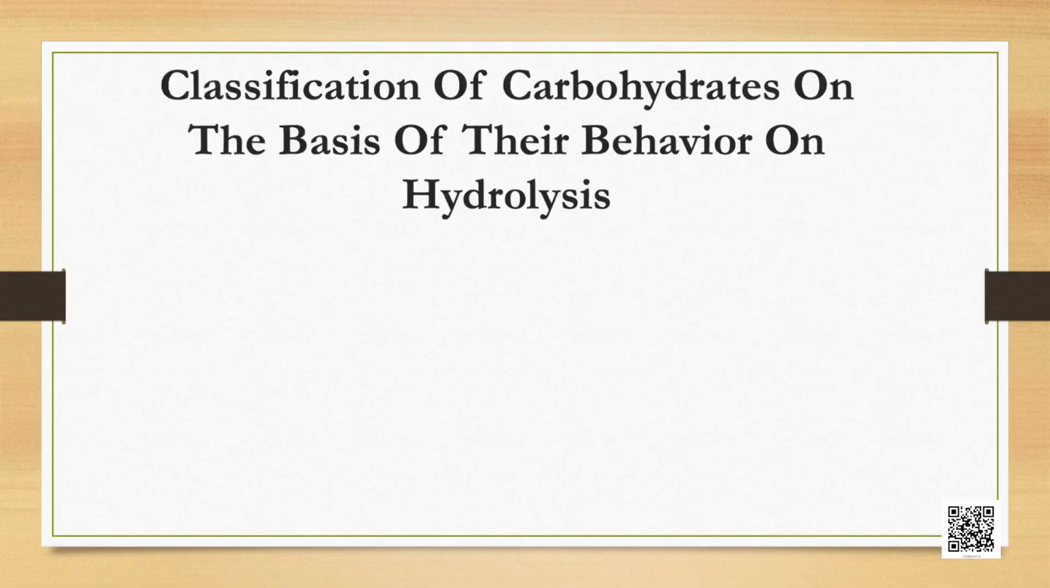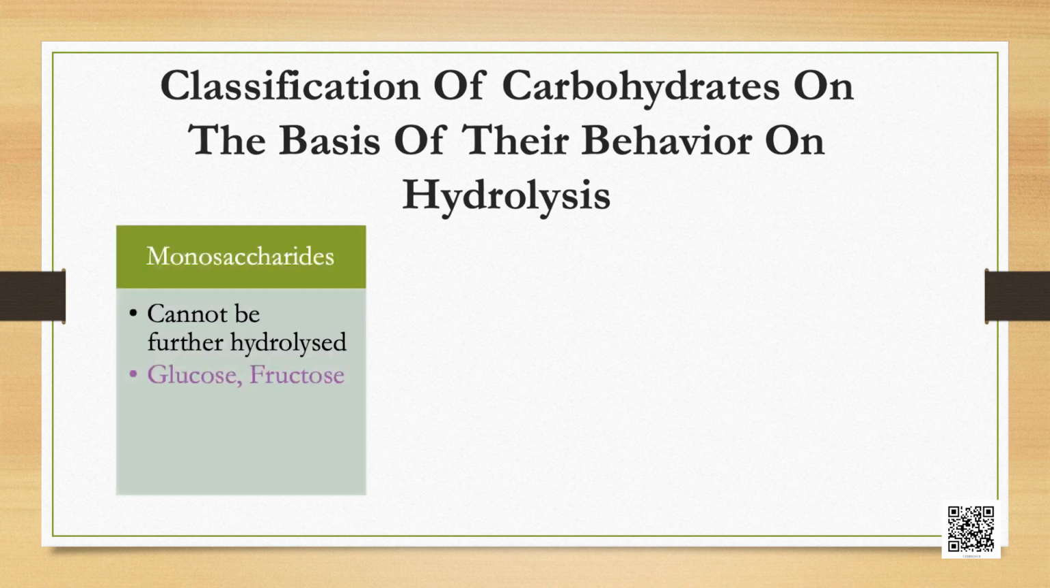On the basis of their behavior on hydrolysis, carbohydrates are classified broadly into three groups. First, monosaccharides. A carbohydrate that cannot be hydrolyzed further to give simpler unit of polyhydroxyaldehyde or ketone is called a monosaccharide. Examples are glucose and fructose.